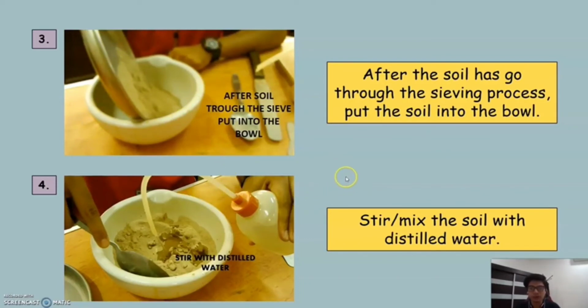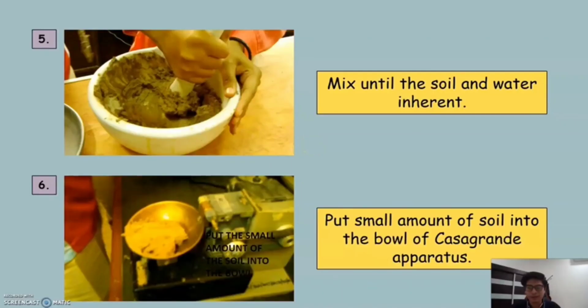And for number 4, we have to stir or mix the soil with distilled water, like this one. Okay, so step 5 is to mix until the soil and water are homogeneous. As you can see right here, the soil and water have become homogeneous already.